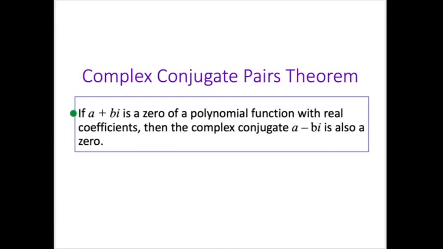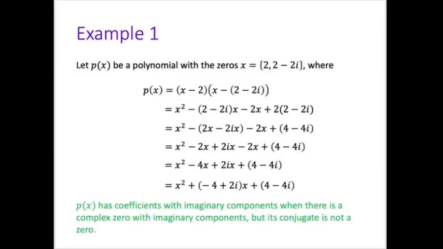If a plus bi is a zero of a polynomial function with real coefficients, then the complex conjugate a minus bi is also a zero. And what you want to remember here is that i is equal to the square root of -1, so it is a pure imaginary number. Let's look at our first example that illustrates this theorem.